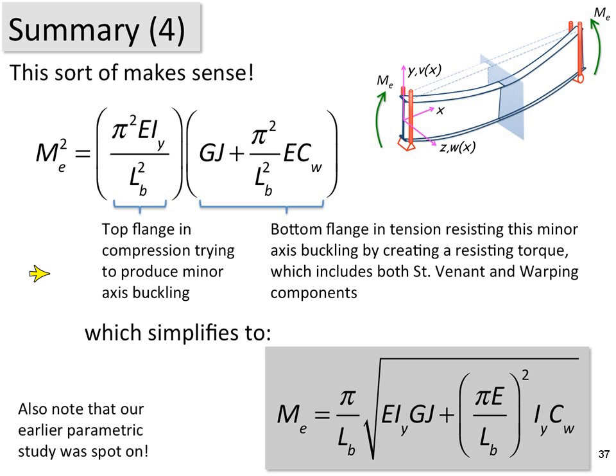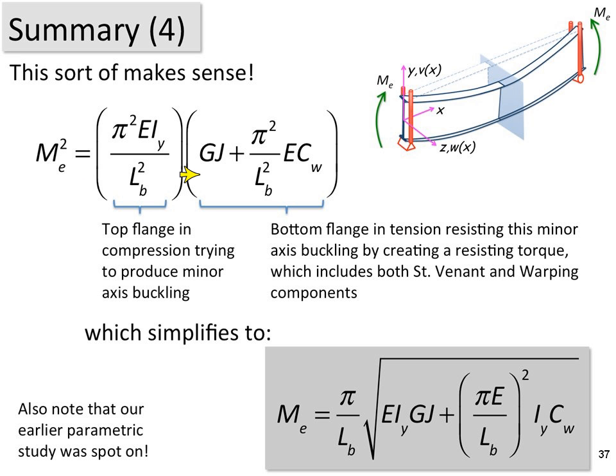Now, I think it's kind of fun if you actually take a look at our solution. I'm showing the elastic moment squared, because by doing that, you can see two parts. The first is the pi squared E I_y over L_b squared. My gosh, that was exactly what the minor axis buckling force was from our previous lecture. So you can almost think of that as the top flange buckling. The second term that comes out is representative of that tension flange causing a resisting torque.